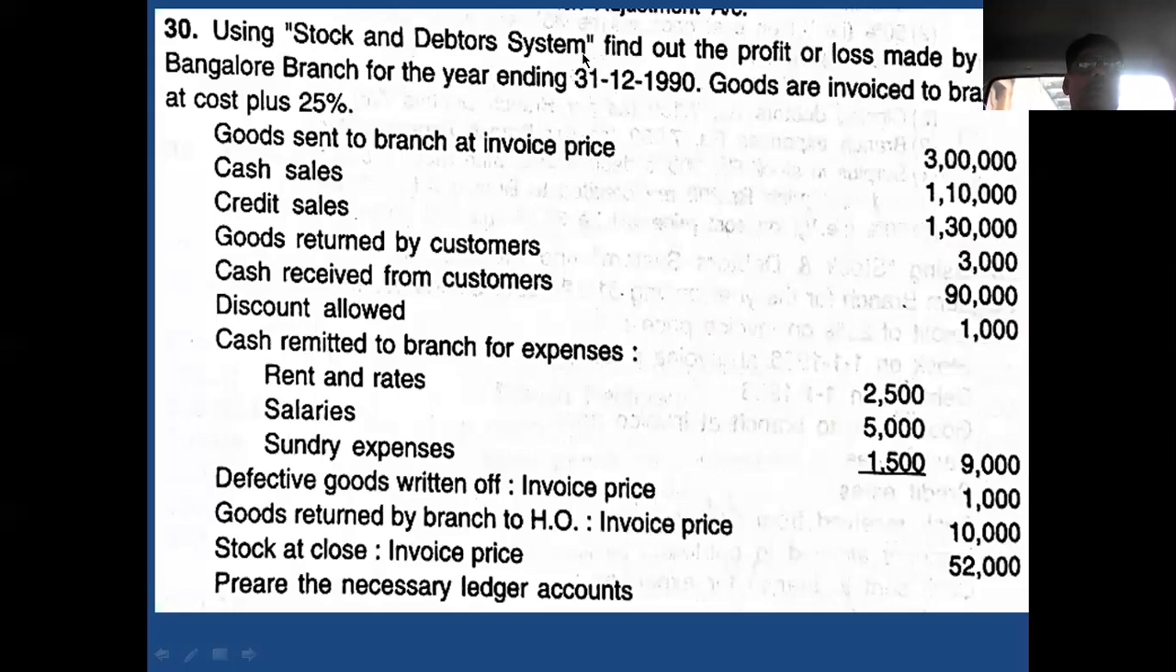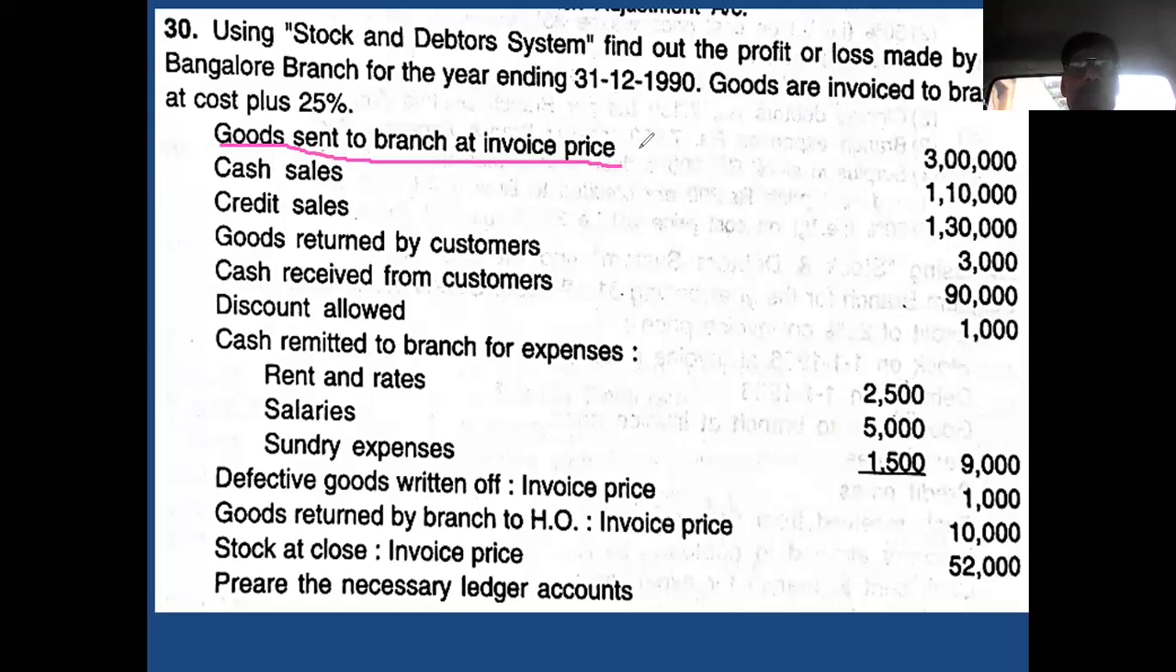Okay, and goods are invoiced to the branch at cost plus 25%. That is important. Cost means 100, loading 25, invoice price 125. The first point is goods sent to branch at invoice price. So it is the first item in the branch stock account, because the opening balance is not given in the problem. It is a newly started branch.